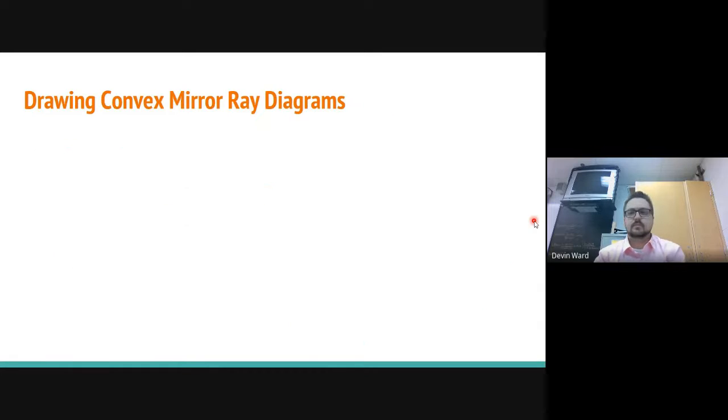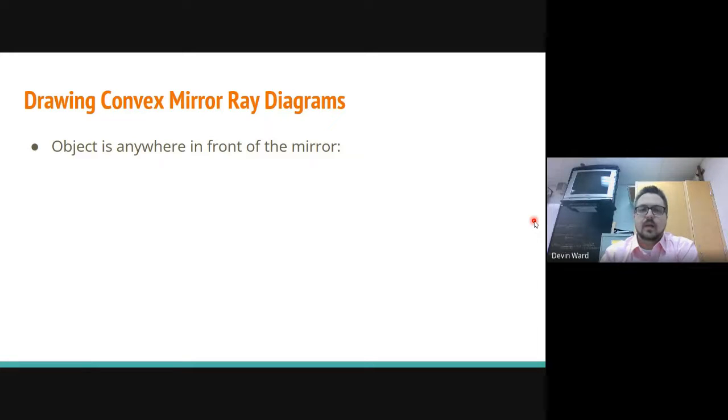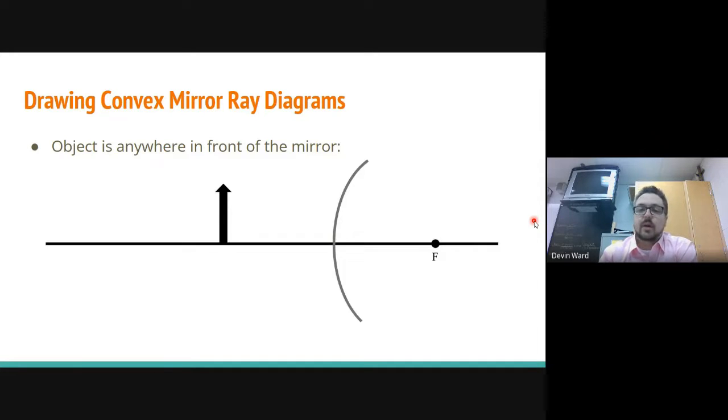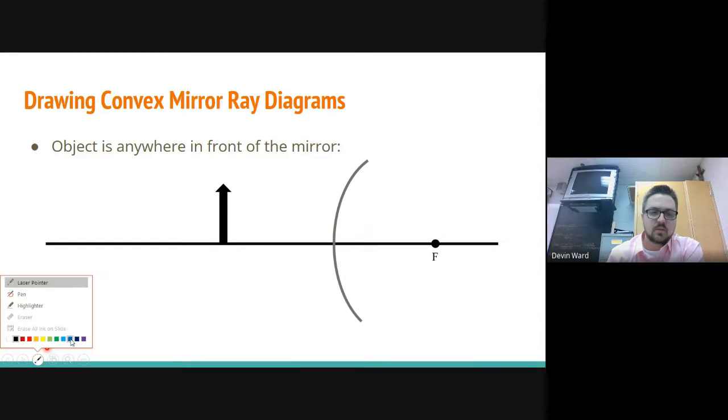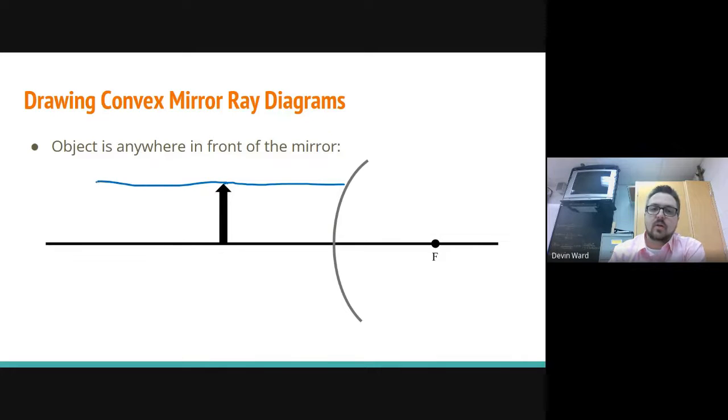Okay. So if the object is anywhere in front of the mirror, it doesn't really matter. You're going to get the same type of image. Okay. So again, first ray, always from the top of the object to the mirror, parallel-ish. I'll use a ruler, parallel to the principal axis.